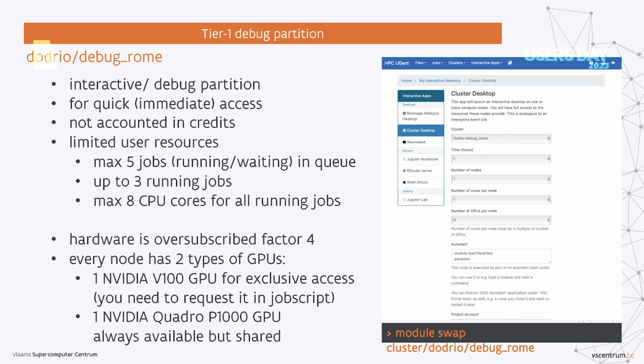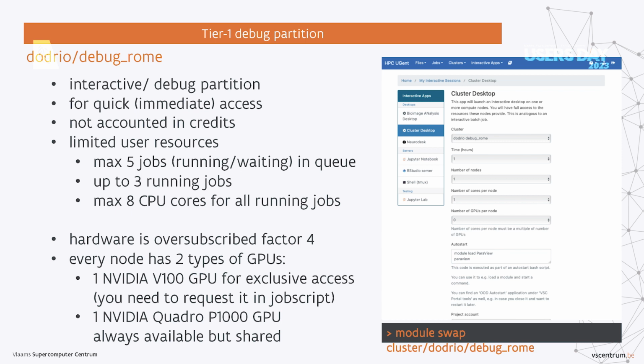You have limited user resources. You can have only max 5 jobs running or waiting in the queue. You have up to 3 running jobs, and you can allocate maximum 8 CPU cores for all running jobs. This is really to do debugging. Don't do production on this, or we will do dire stuff with you.